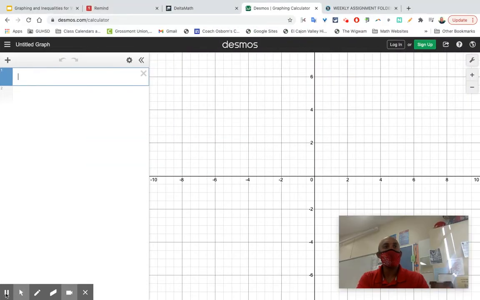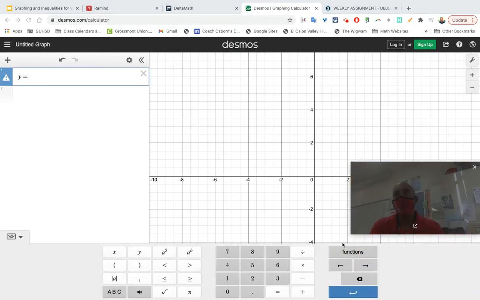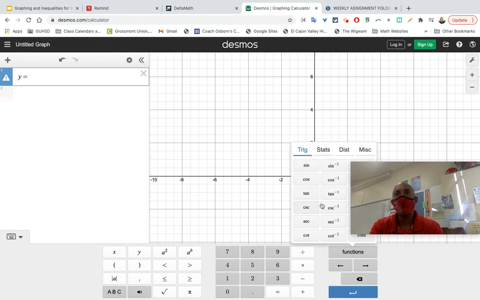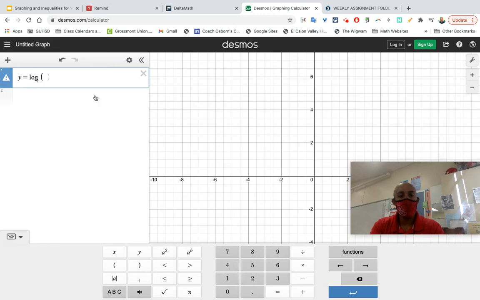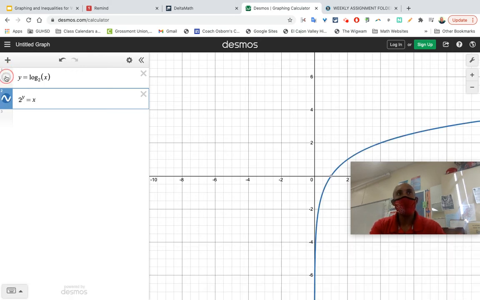So I'm going to type in y equals log. Oh, and I forgot, for log you actually need a special option here in Desmos. I go to functions, then miscellaneous, and right here you'll see the log with the little a down there. That allows you to type the base. There's the log base 2 of x, and then let's type 2 raised to the exponent y equals x. As you notice, they literally are the same function. It's just a different form.